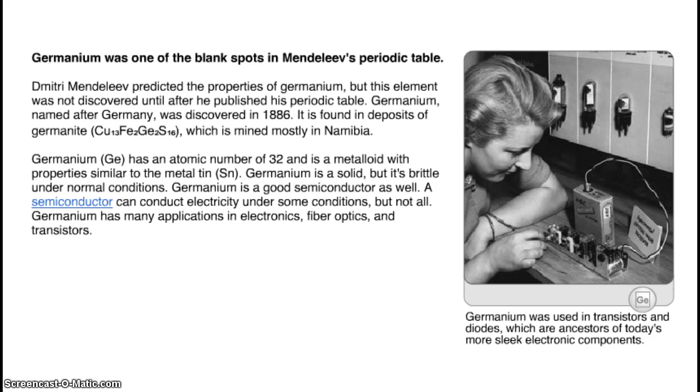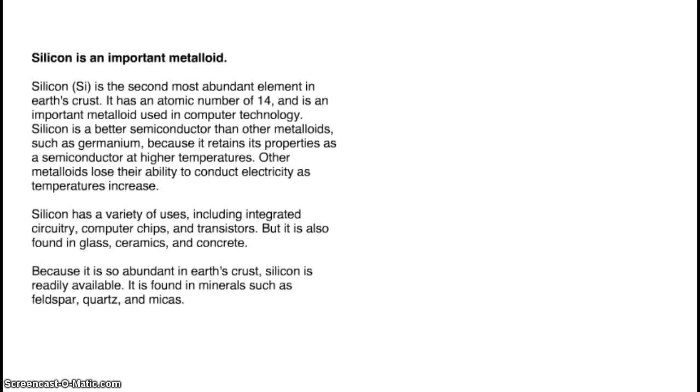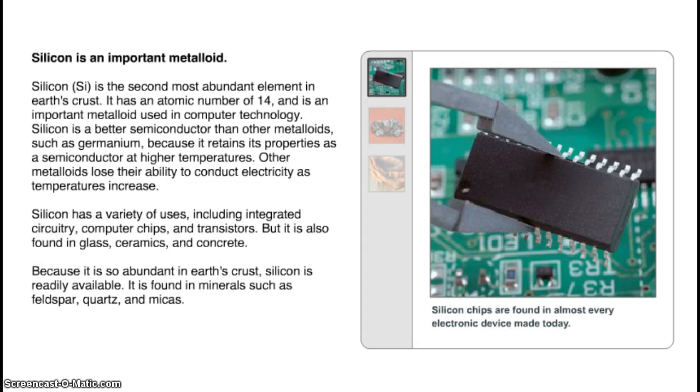So you might have noticed the metalloids are used a lot in modern technology. Germanium was used in transistors and diodes, which are ancestors of today's more sleek electronic components. Silicon is an important metalloid. Silicon, Si, is the second most abundant element in the Earth's crust. It has an atomic number of 14 and is an important metalloid used in computer technology.